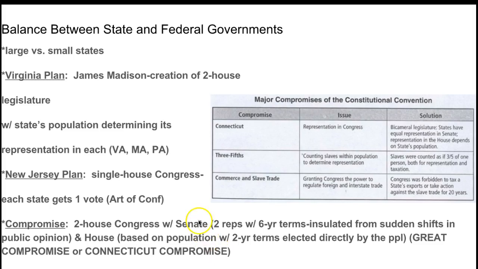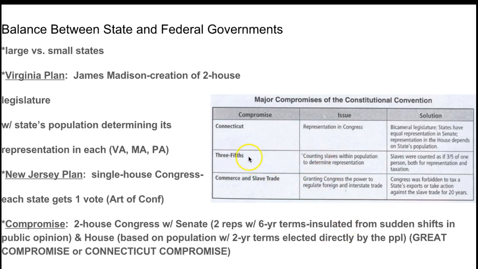And the Senate, it's only 2 per state. The House could be expanded a lot based on your population. Right now we have 435 representatives in the House of Representatives. You didn't always have that. When the country was much smaller, it was still based on population. It was a lot less people.